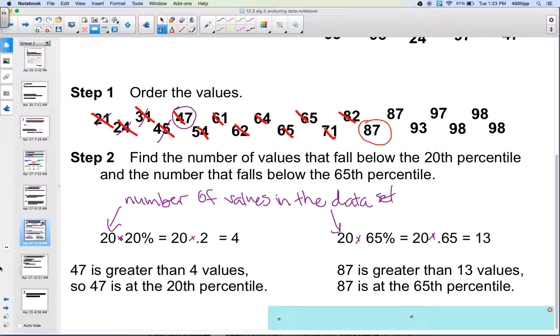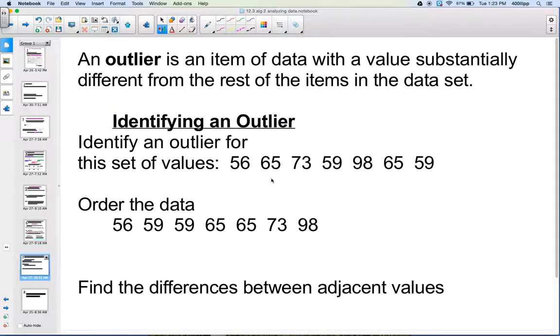All right, and finally, this one is pretty easy as well. We're looking at an outlier. An outlier is an item of data with a value substantially different from the rest of the items in the data set. We're looking at an outlier because if there's one number that's a lot smaller or a lot bigger than the entire data set, then that's going to throw off all of your measures of central tendency.